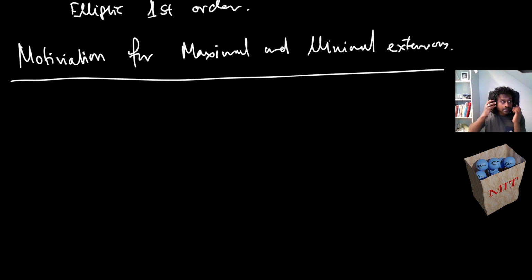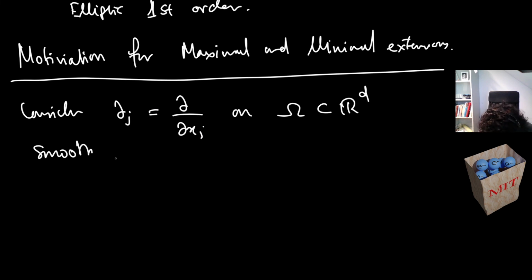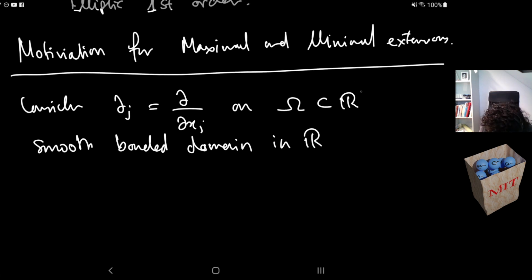So let's consider a very particular situation. Let's consider partial j, which is equal to partial on partial xj, and let's consider this on a smooth bounded domain in R^n. I don't know why I call it DRN.